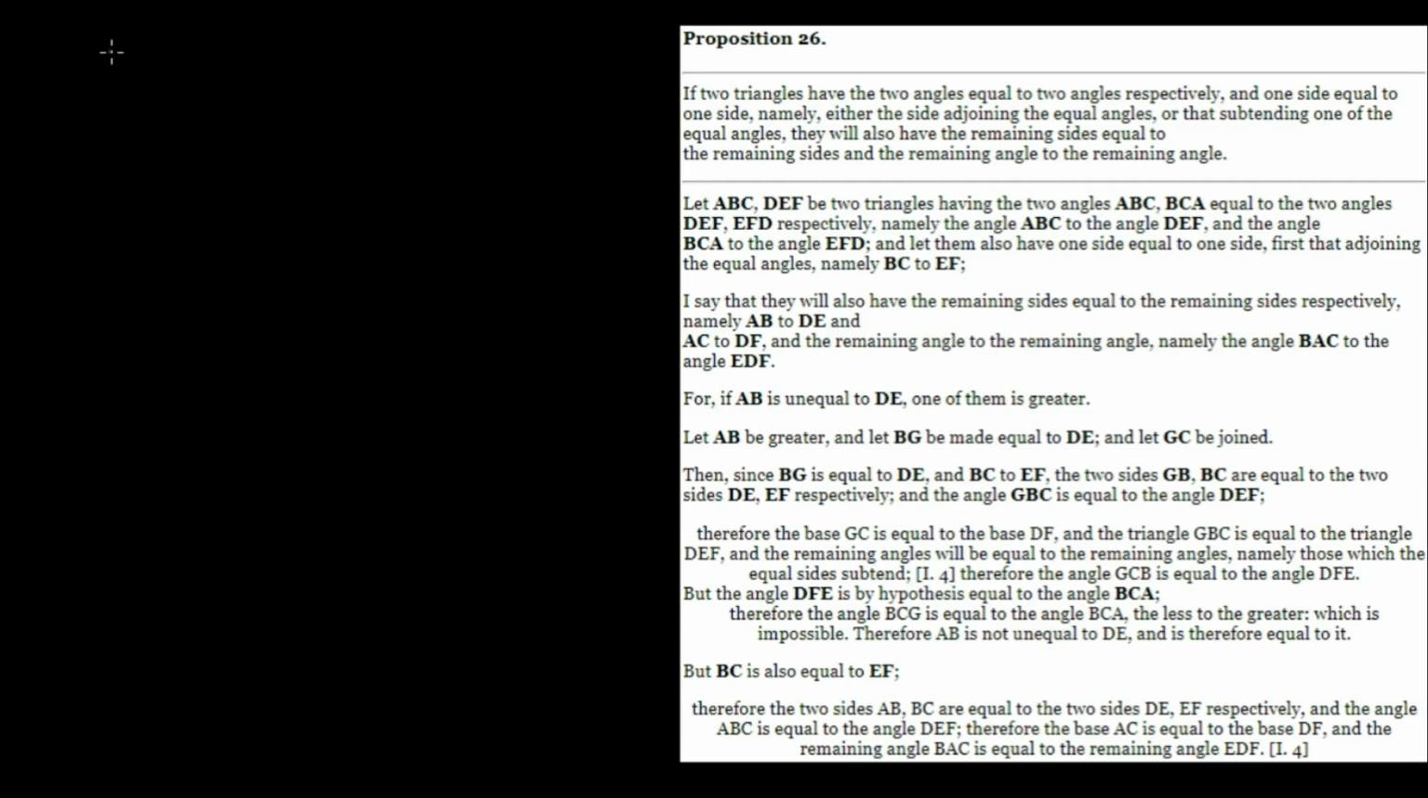In proposition 26, we're going to prove two more conditions under which triangles are equal, namely angle side angle and angle angle side. So this proposition will have two parts, first dealing with angle side angle and then angle angle side. So let's turn to the text.